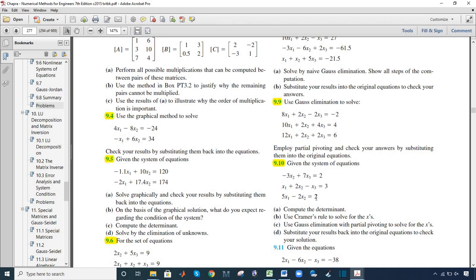These are the 10 questions, 9.1 to 9.10. You have to solve these. This is all about today's lecture.